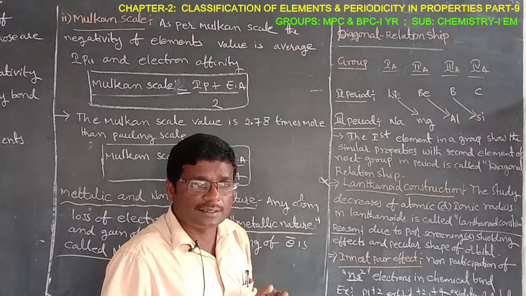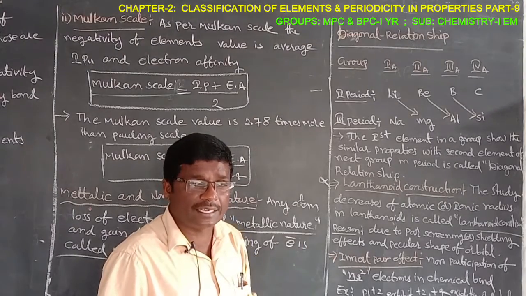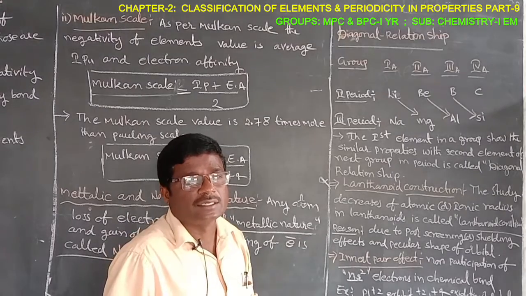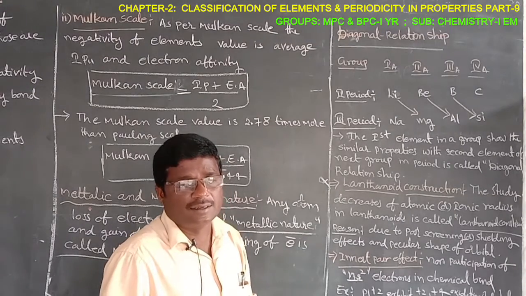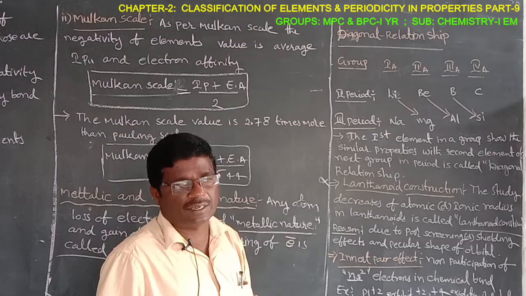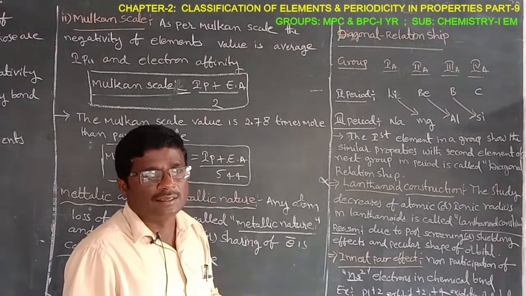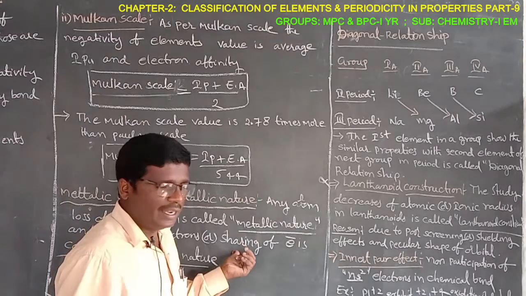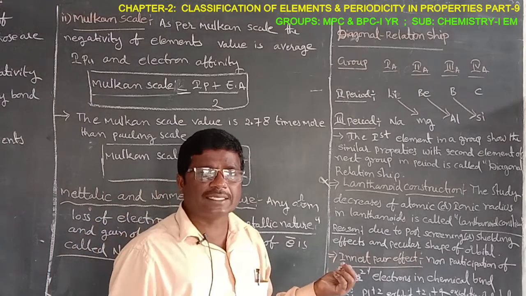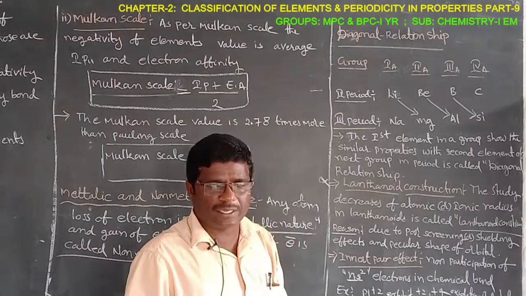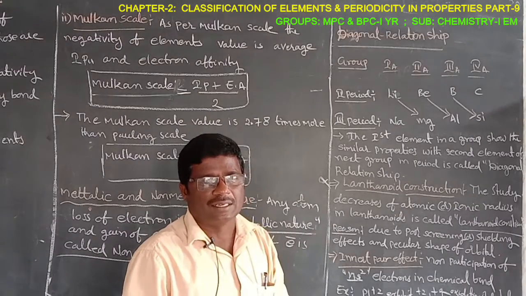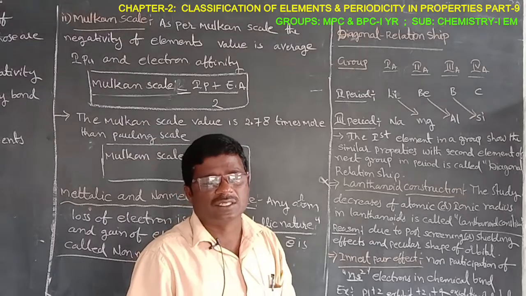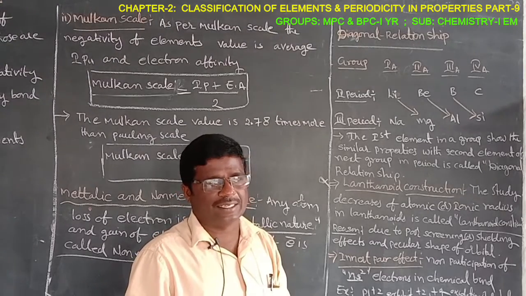The Mulliken scale value is 2.78 times the Pauling scale, that is, Mulliken scale equals ionization potential plus electron affinity divided by 5.44. That is the calculation of the Mulliken scale. Next, metallic and non-metallic nature. Metals means the nature of losing electrons. Non-metals means gaining or sharing electrons, which is called non-metallic nature.